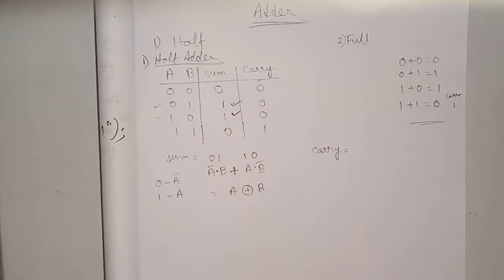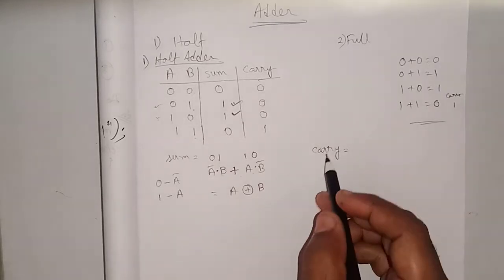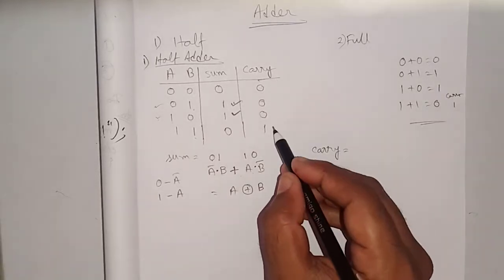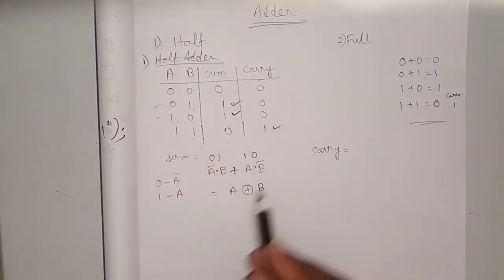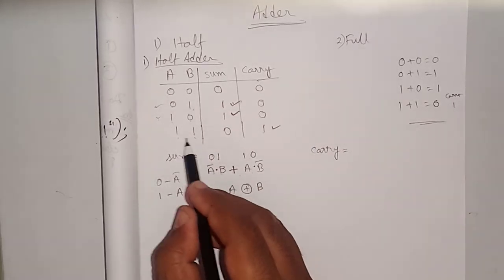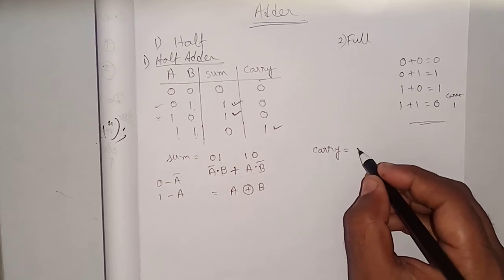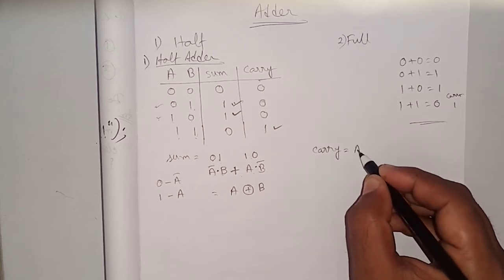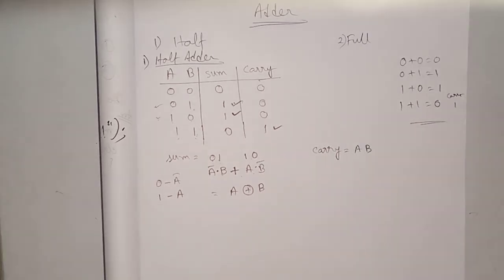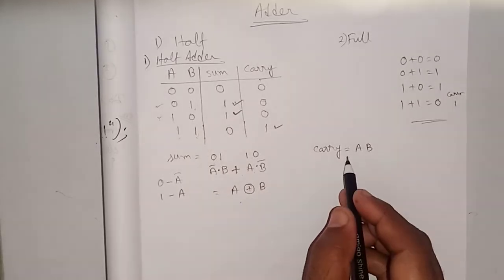Now what is the carry value? You can see in carry only 1 is present. So 1 means A and B, because both are 1. 1 means non-bar, so we write A B. So this is the sum value and the carry value.